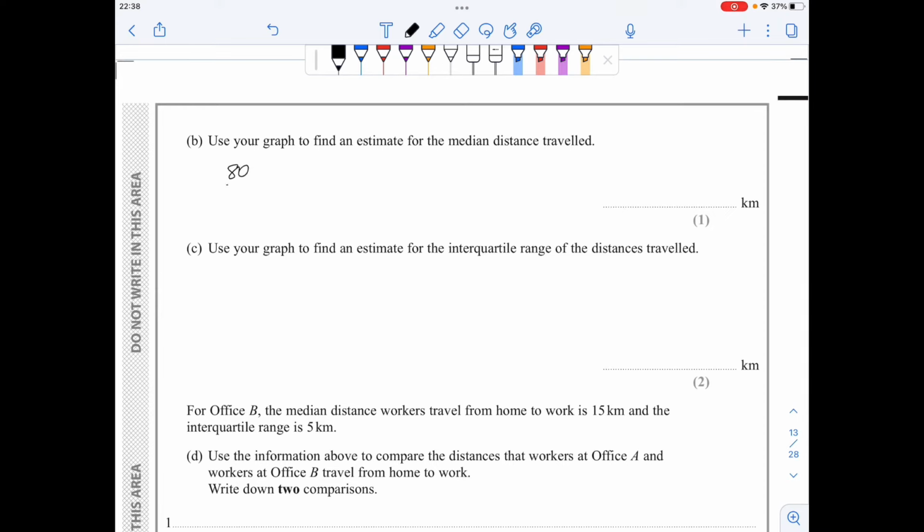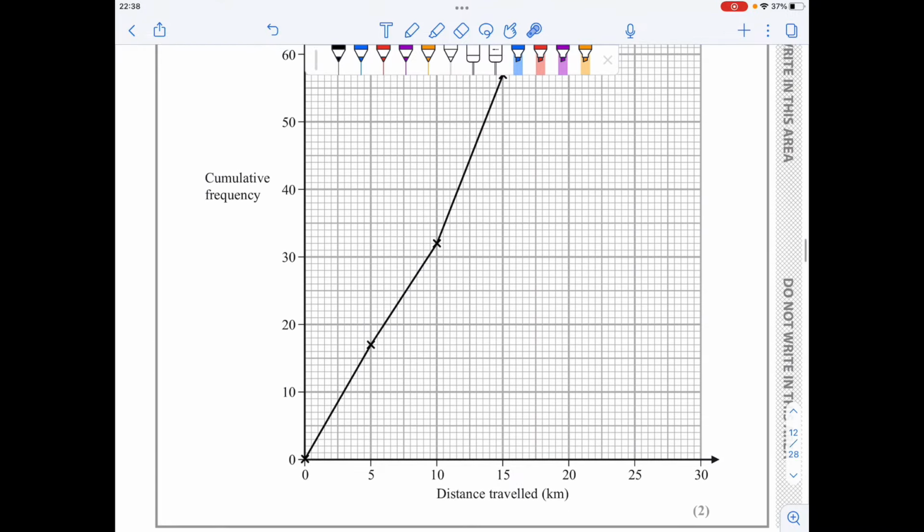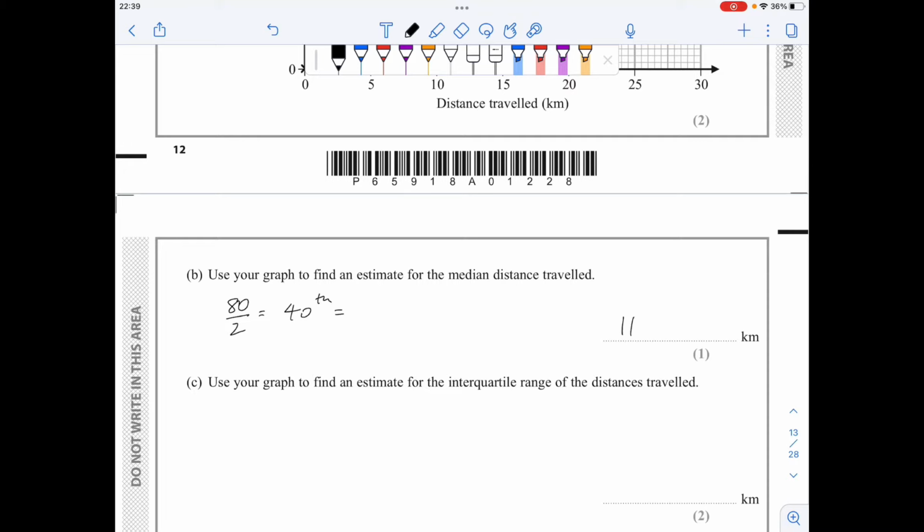Now n is 80. If I divide this by 2, I will get 40. So I need the 40th observation. So I'm going to go on the y-axis, locate 40, and read off the corresponding x value. Now on the x-axis, every 2 squares is 1 unit, every 1 square is half a unit. So since I have 3 squares, that's 1.5 units above 10, which means that the median is equal to 11.5 kilometers. Note that the mark scheme accepts answers between 10.5 and 12.